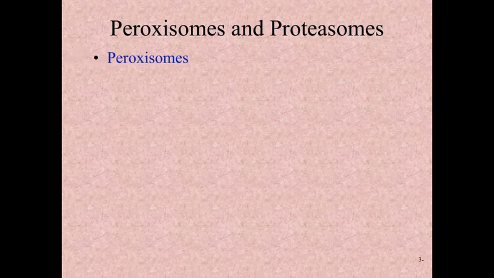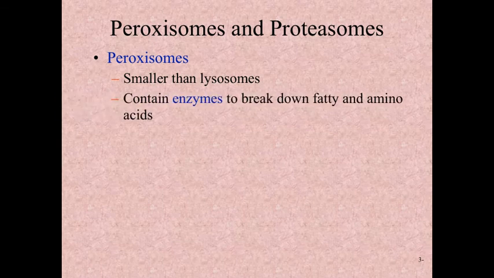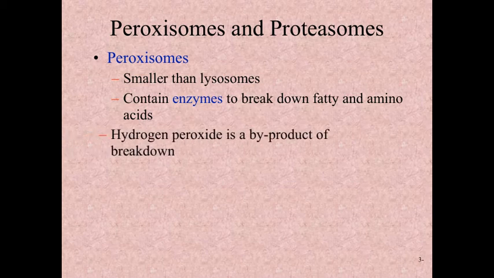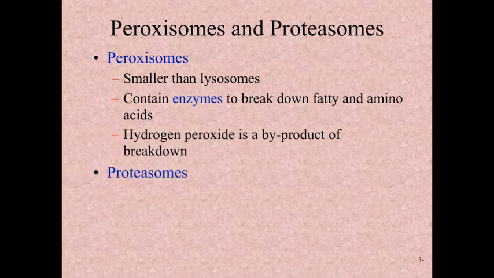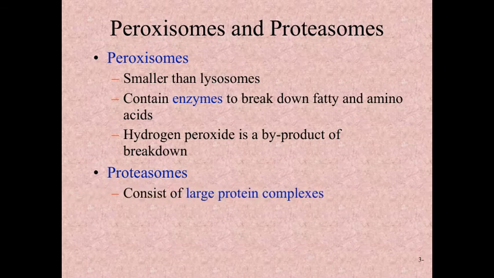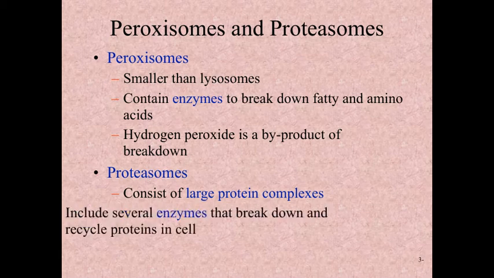Finally, we have peroxisomes and proteasomes. These are smaller versions of lysosomes that do specific kinds of actions, like break down fatty and amino acids. Also, proteasomes are kind of enzymes, or I should say lysosomes, that are going to break down large protein complexes.